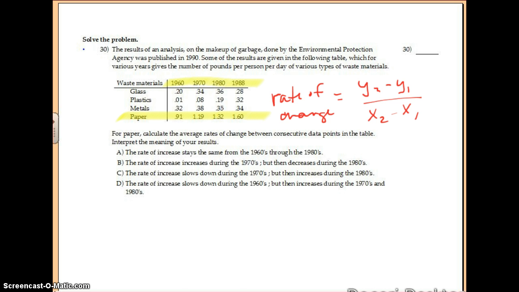So for each one of these, for paper and from 1960 to 1970, we find this difference, 1.19, and then divide it by that 10-year period that they're looking at from 60 to 70.